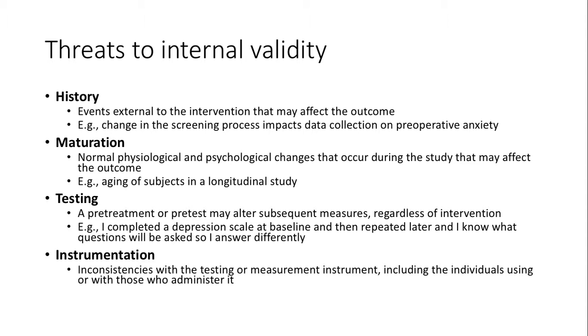One threat is history. This is where events external to the intervention may affect the outcome. For example, maybe there's a study that's looking at preoperative anxiety, and maybe some patients were getting some sort of educational process, to maybe help decrease their anxiety, or maybe there was some guided imagery intervention that patients were randomized to.